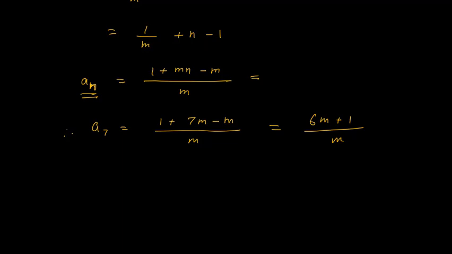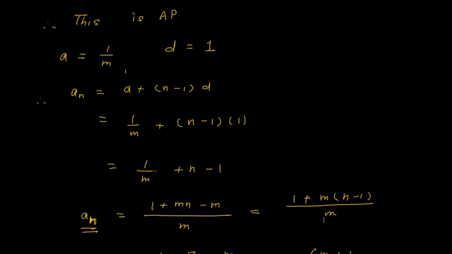Okay, so an we can also write as 1 plus m, we can take common, it is n minus 1, divided by m. Done. Okay, now let us move to the next problem.